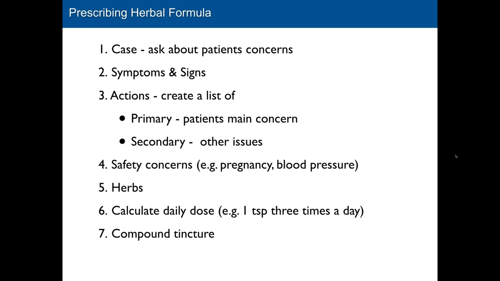So if someone comes in and they've got blood pressure issues along with their digestive issues, you might be able to customize it to include certain herbs or to avoid certain herbs to help with those secondary issues. So you want to make sure you make a list of the essential actions that you want, and then maybe secondary actions that would be nice to have.